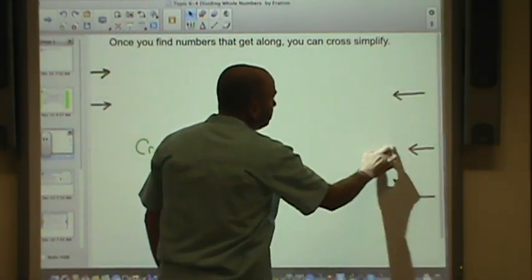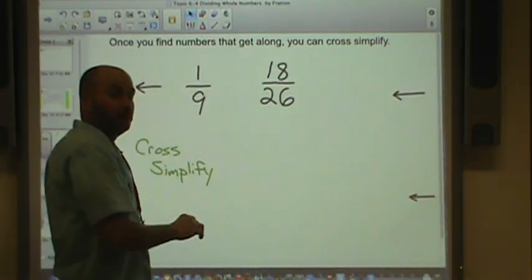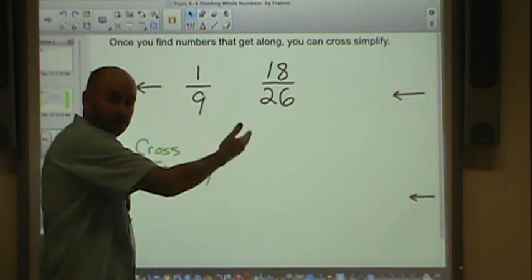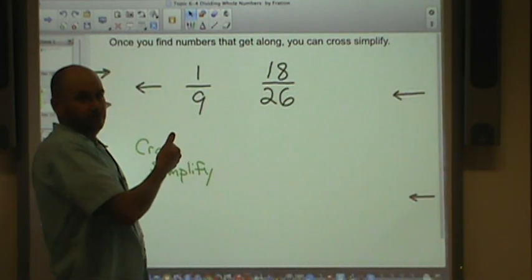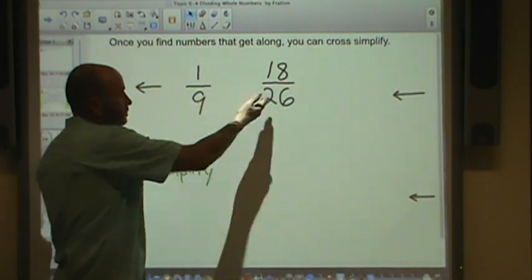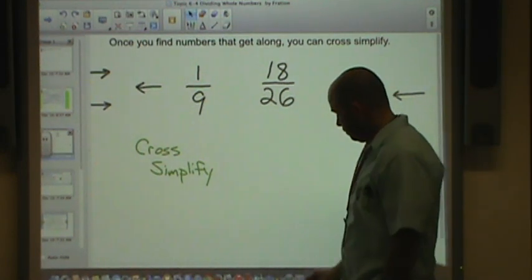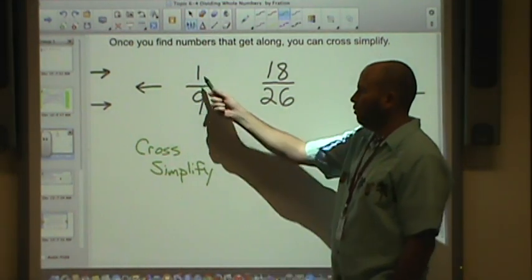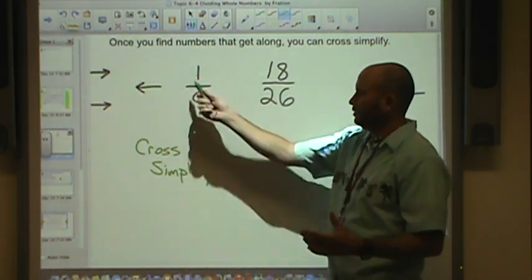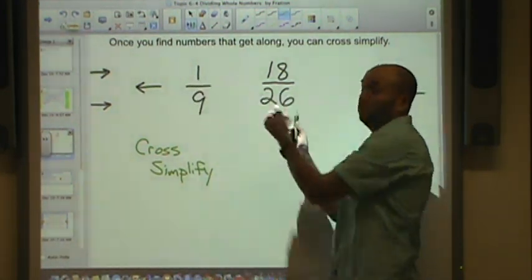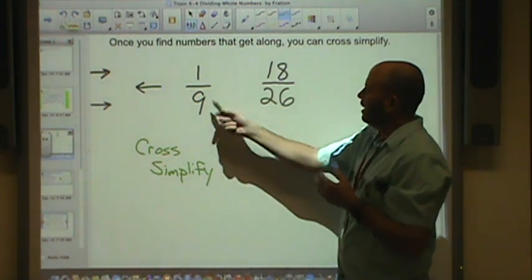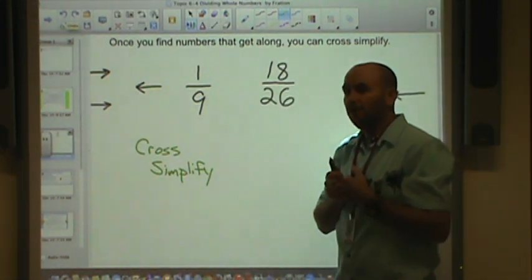Let's try this one. See if you can find numbers that get along there. Okay, if we look at these, we can ask ourselves, well, 1 and 26, we don't have to worry about it because we have 1 up here. So 1 and 26 will stay the same. But 9 and 18 definitely get along, don't they?